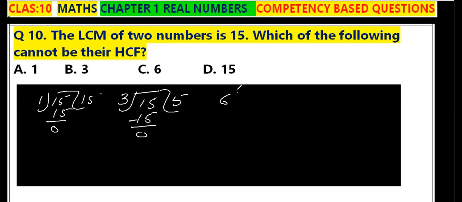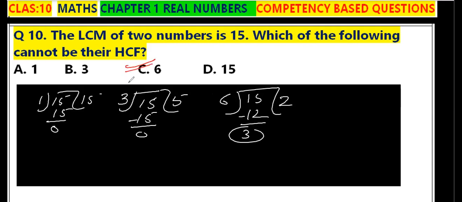Then we come to the number 6. Does it divide 15 or not? 15 को divide करता है कि नहीं. 6 2s are 12. Yes, here the remainder is 3. So 6 is not dividing 15 exactly. That is why we can say 6 cannot be the HCF of two numbers having their LCM 15. वो दो नंबर जिनका LCM 15 हो उनका 6 HCF नहीं हो सकता.